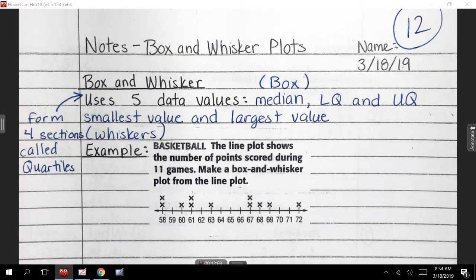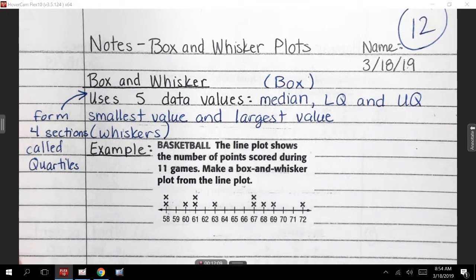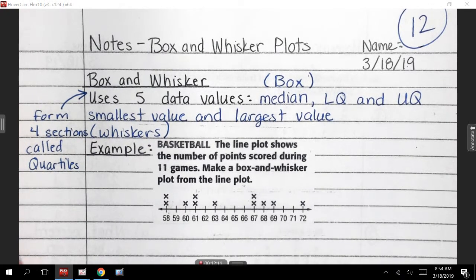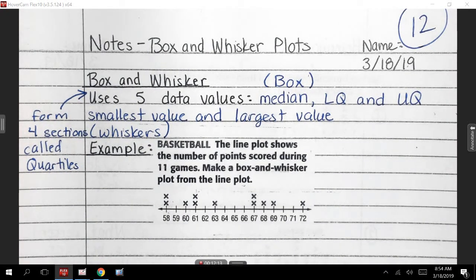Will you get the top paper off the tall stack? Thank you. All right. Y'all ready to do an example? Okay, I'm going to give you a second.